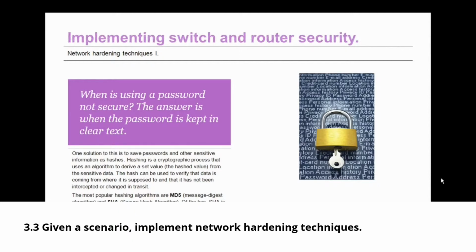Hashing is a cryptographic process that uses an algorithm to derive a set value, also known as the hashed value, from the sensitive data. The hash can be used to verify that data is coming from where it is supposed to and that it has not been intercepted or changed in transit. The most popular hashing algorithms are MD5 and SHA. Of the two, SHA is the more secure. And the wise network administrator makes sure that all passwords and usernames are kept as hashed values.